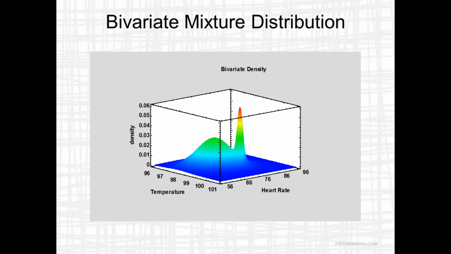There's another set of data that's shipped with Statgraphics that has to do with measurements of body temperature and heart rate. And you can see in this case, when I try to fit a bivariate normal distribution, again, one single normal distribution is not going to do a very good job because there are definitely 2 peaks in this particular data. So we can fit both univariate and bivariate distributions.